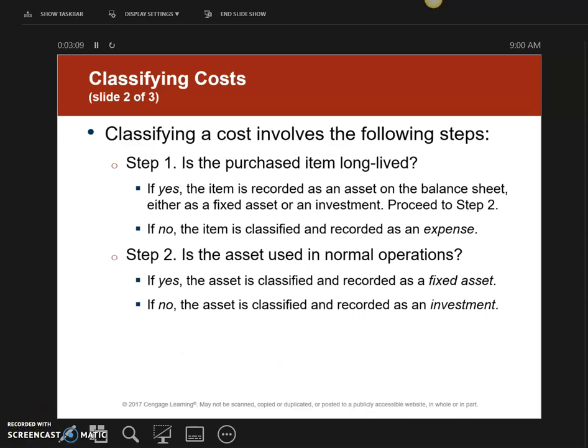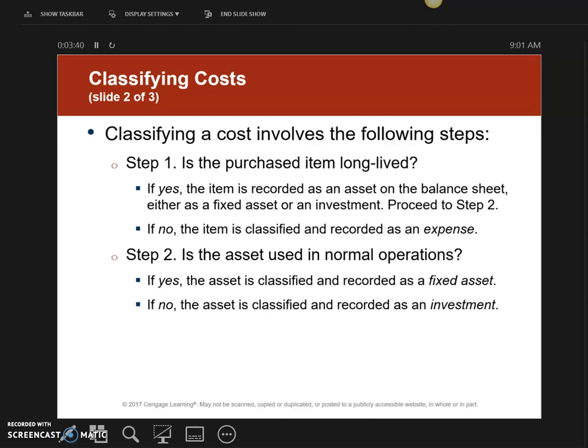In order to classify a cost, you ask yourself two questions. Is the purchase item long-lived? In other words, can I use it for longer than a year? That's usually the key. If yes, it's either a fixed asset or an investment. If no, it's an expense. A perfect example for my delivery service business: if I buy oil to maintain my vehicles, that would be considered an expense.